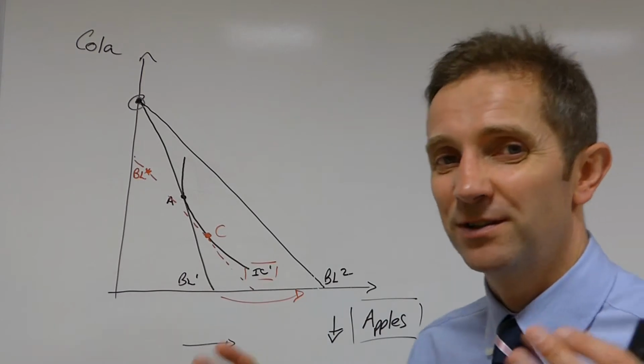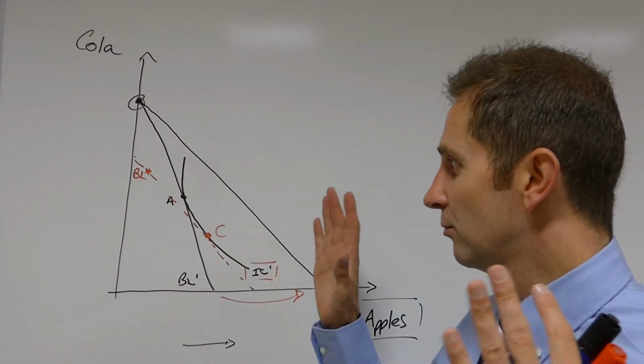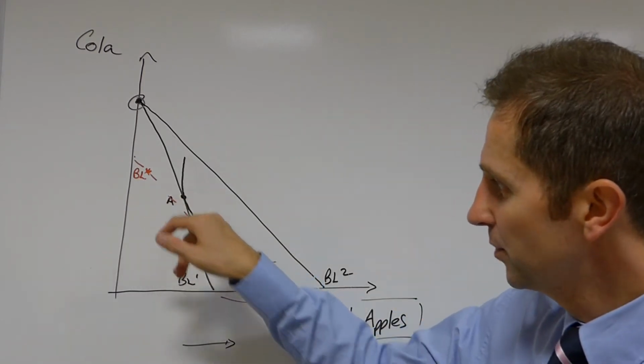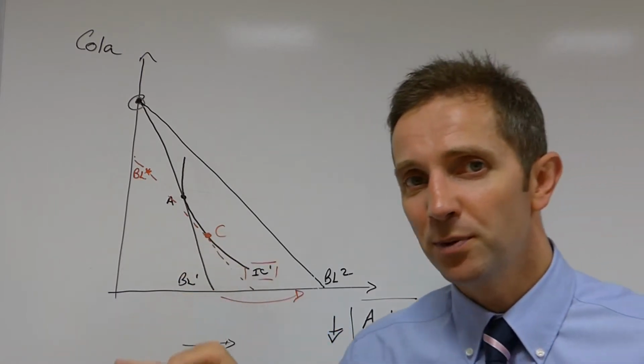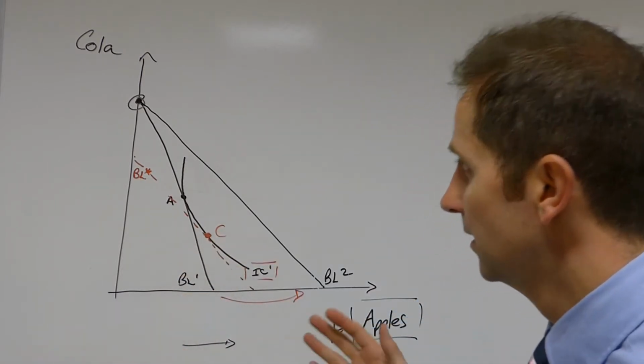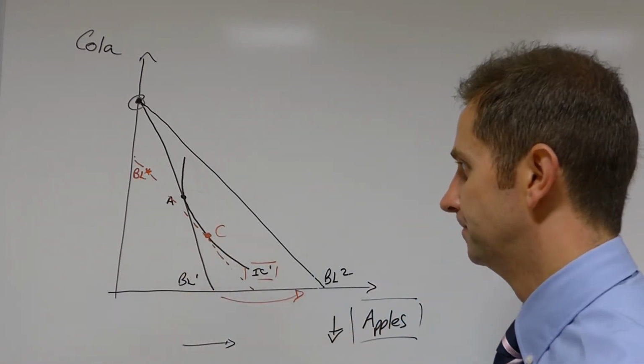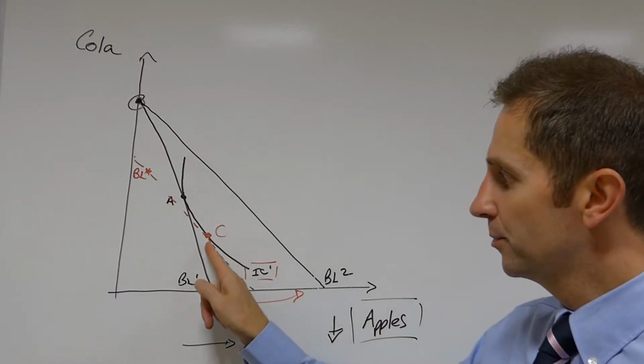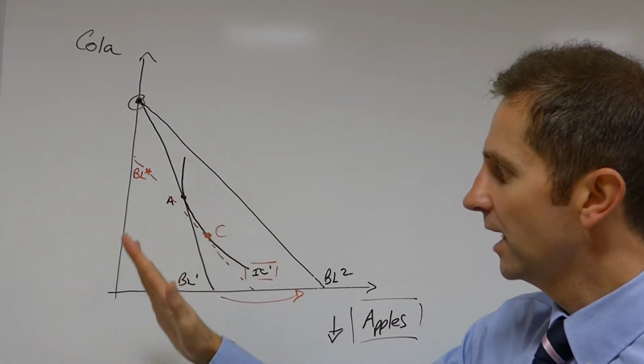Remember, that's the whole terminology, isn't it? The rational consumer is indifferent between point A and point C because they both yield the same level of satisfaction. But is C at the right place? Should it be to the right of A or to the left of A?